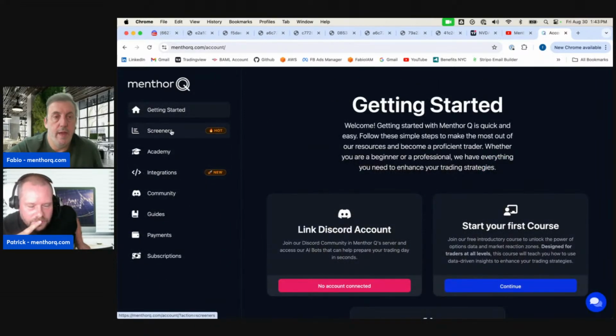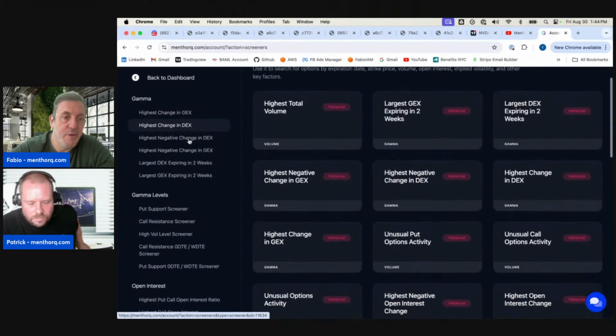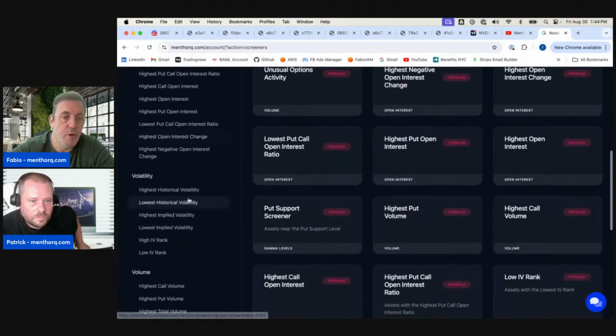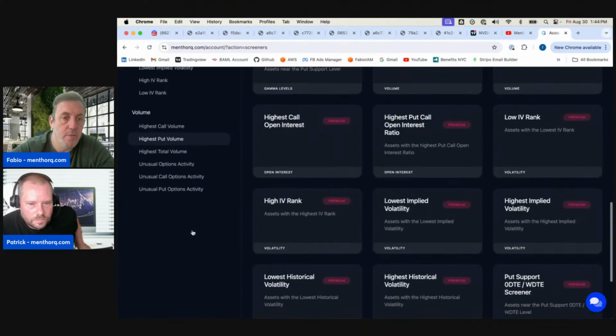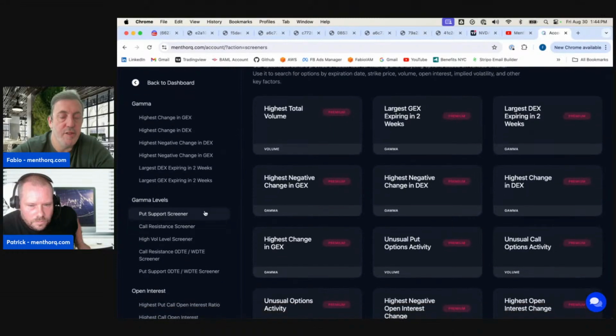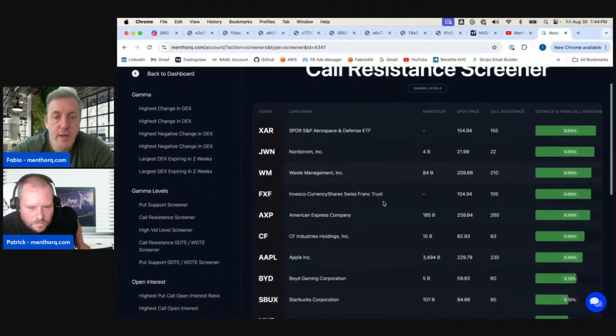Amazing. And the other thing I would say is we have our screeners. So always look at the screeners. We have gamma screeners, gamma level screeners, open interest screeners, volatility, volume. Even within here, you could find very interesting results of companies that you might want to monitor or do an analysis on. For example, if I come here, I want to look at my core resistance screener, and now I can get a list of companies.